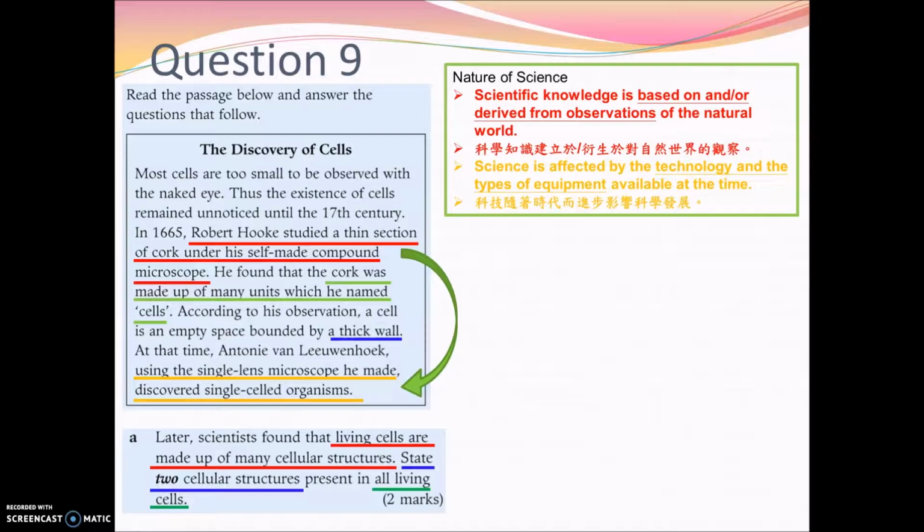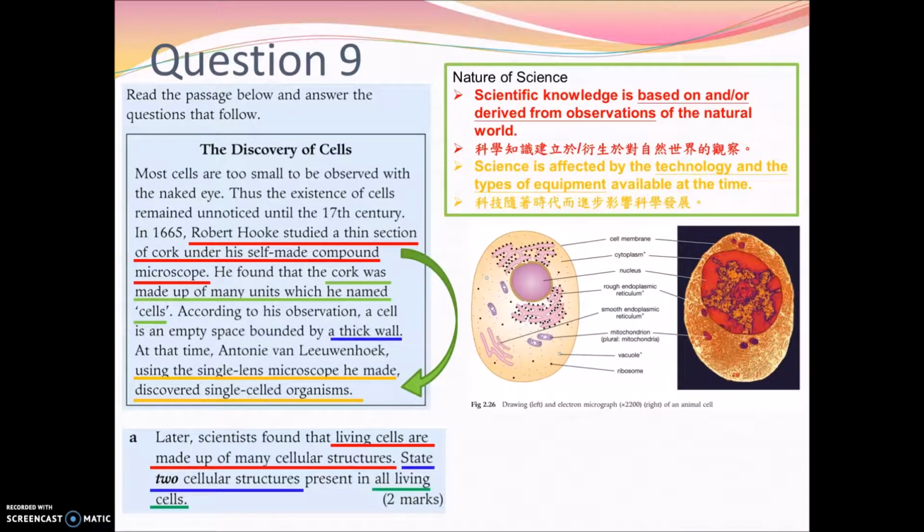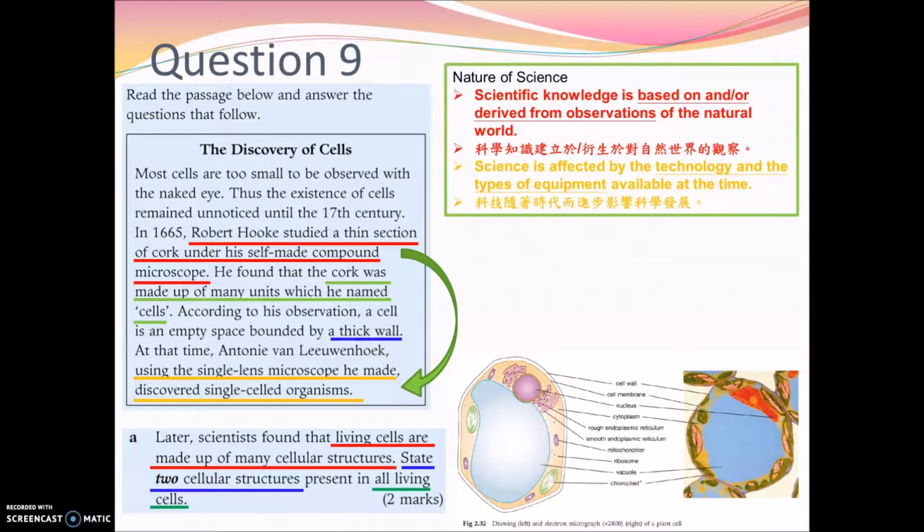Part A is talking about the scientists. They found that living cells are made up of many cellular structures, that means the organelles, right? Mitochondria, ER, something like this. Part A wants you to state 2 cellular structures present in all living cells, so for dead cells, I ignore them. You also need to name some very common cellular structures, the organelles, in this question. You can find the structures in the books, in the animal cells and the plant cells.